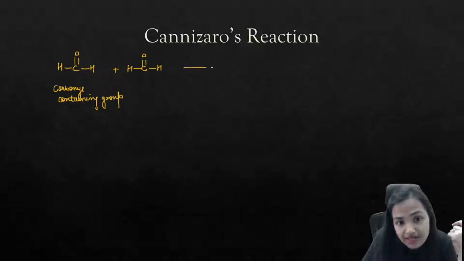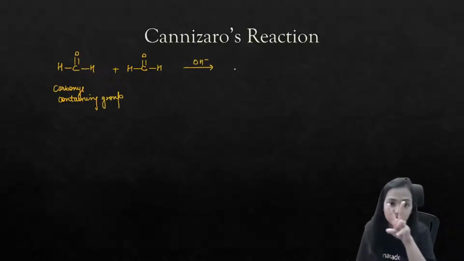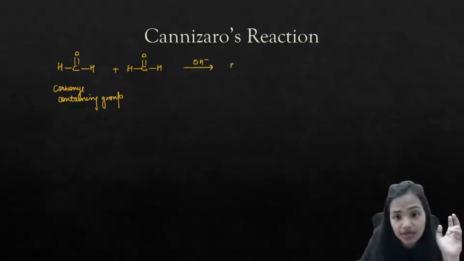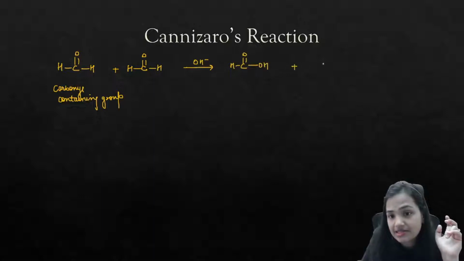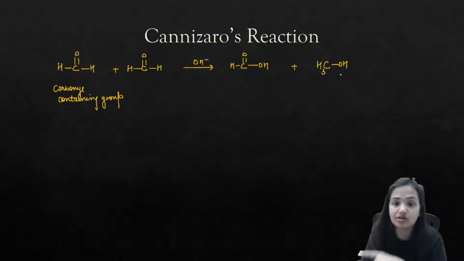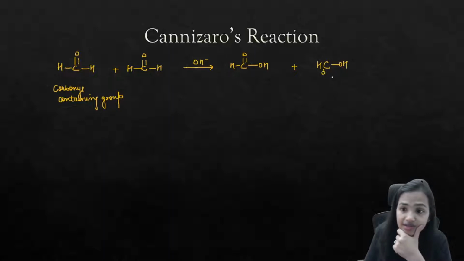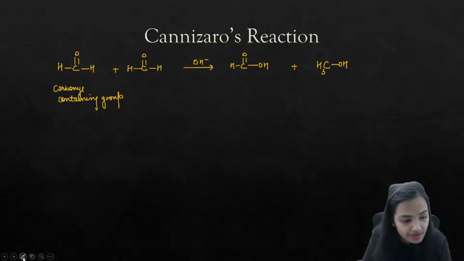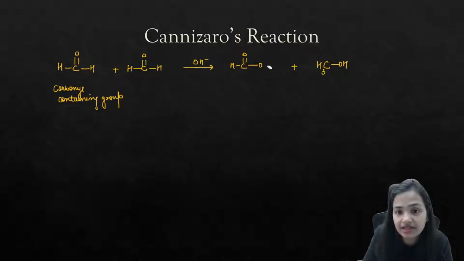And when this reacts in the presence of a base, there we will be getting the preparation of 2 products. One is going to be the formic acid, the other is going to be the CH3OH, that is alcohol. So the question is how you are getting these 2 products, and to be very precise, here we will be focusing on one thing, that we are getting the salt of the carboxylic acid, the salt of the acid, and this will be the alcohol.